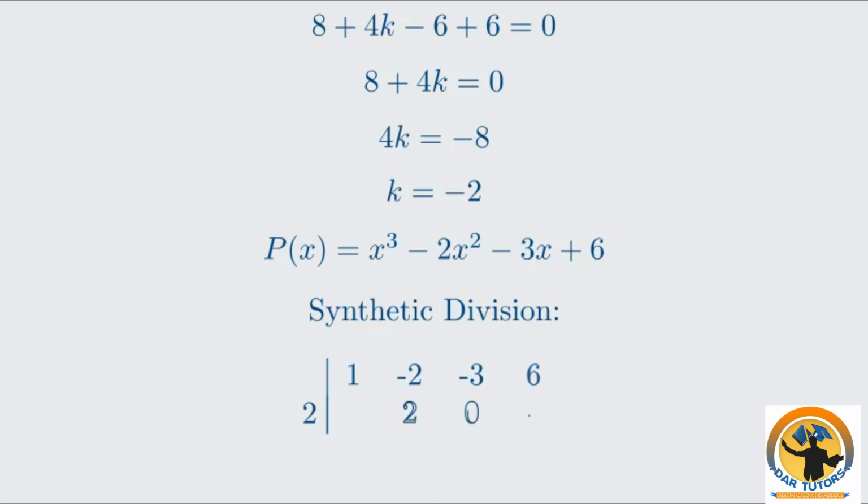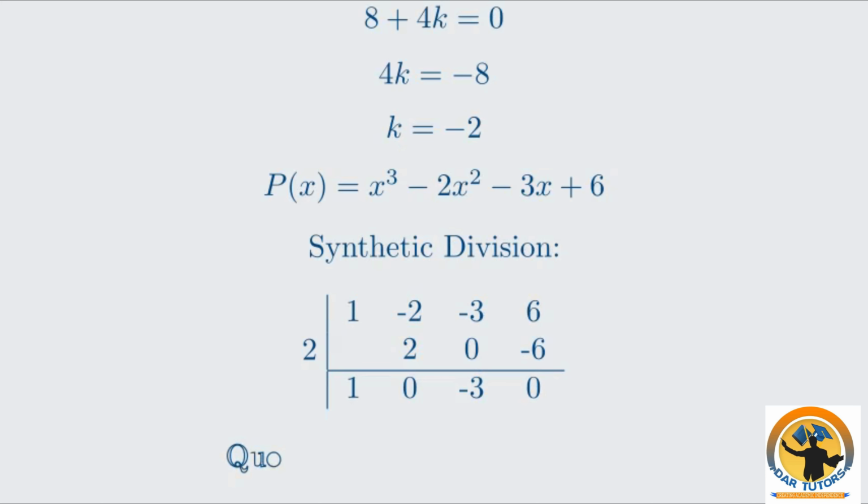Using synthetic division, we set up the coefficients of the polynomial and the root, 2. We bring down the first coefficient, 1. We multiply 1 by 2 to get 2, and add it to the next coefficient, negative 2, to get 0. We multiply 0 by 2 to get 0, and add it to negative 3 to get negative 3. We multiply negative 3 by 2 to get negative 6, and add it to 6 to get 0. The final 0 confirms that the remainder is indeed 0.